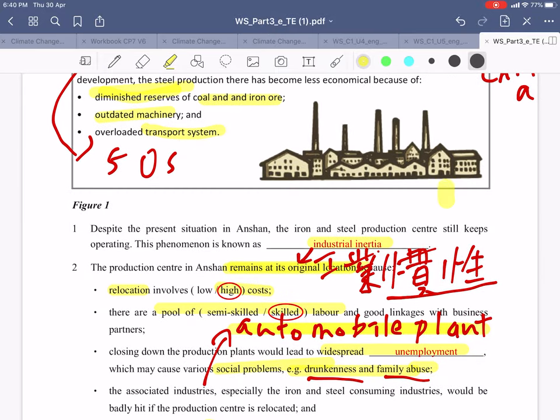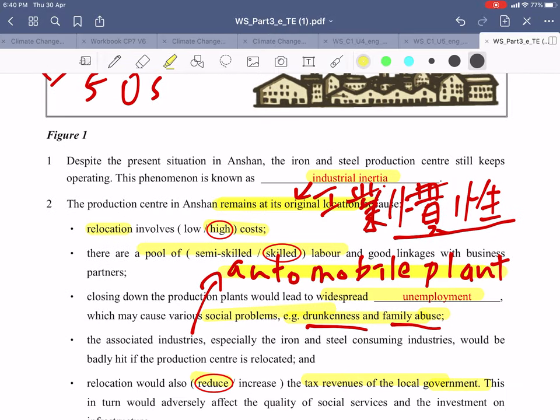It's because we call this industrial inertia. Why? Just like Mr. Leung originally worked in Sha Tin and also lived in Sha Tin. But right now I work in Tokwa Wan but still live in Sha Tin. Why? Because relocation involves high cost. When I'm going to move, I need to pay a lot for the rent and also a lot for the moving company.